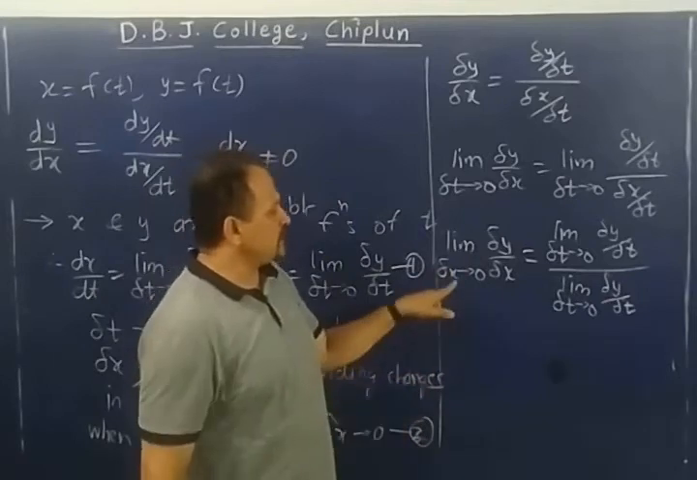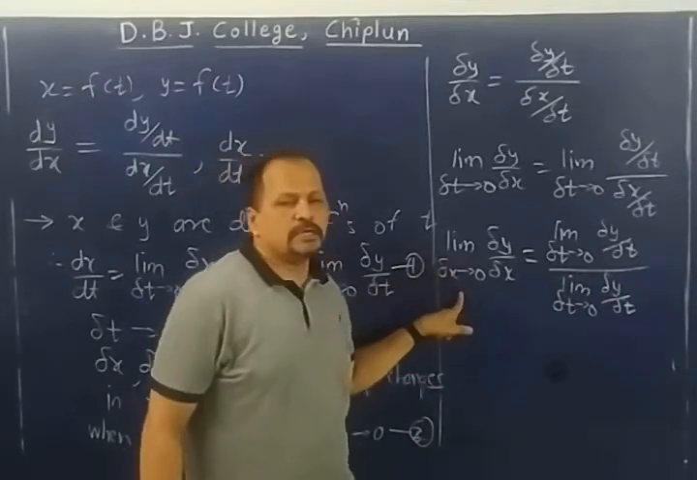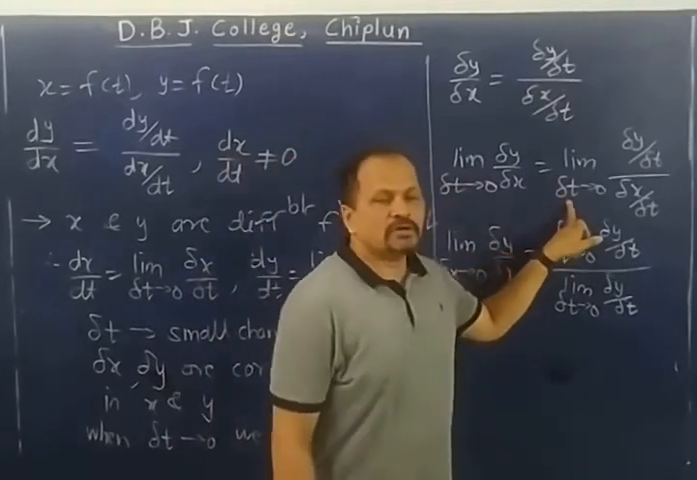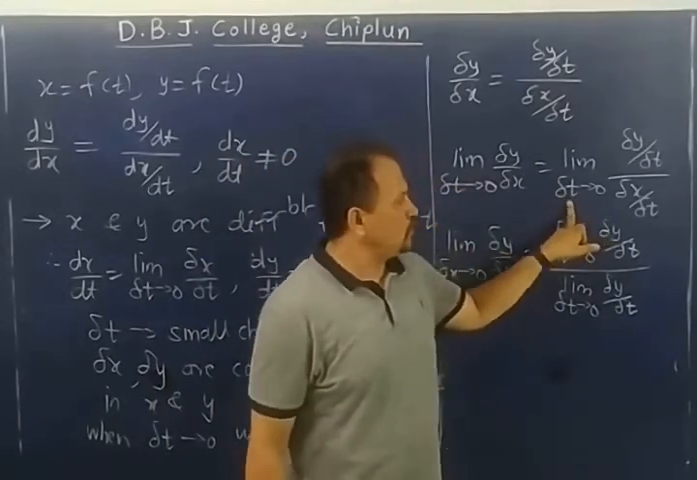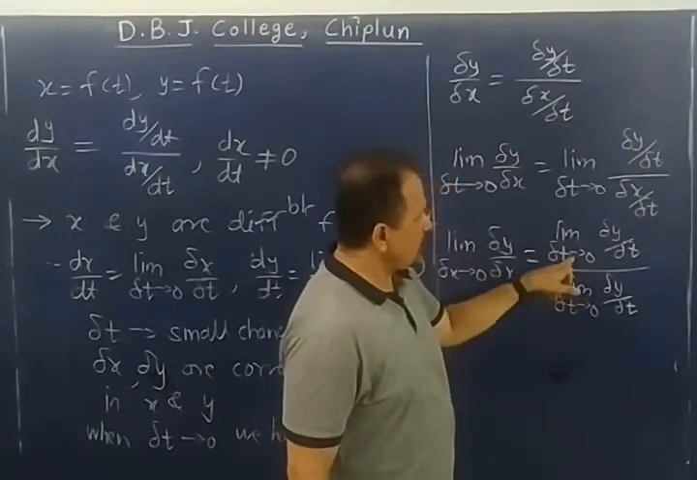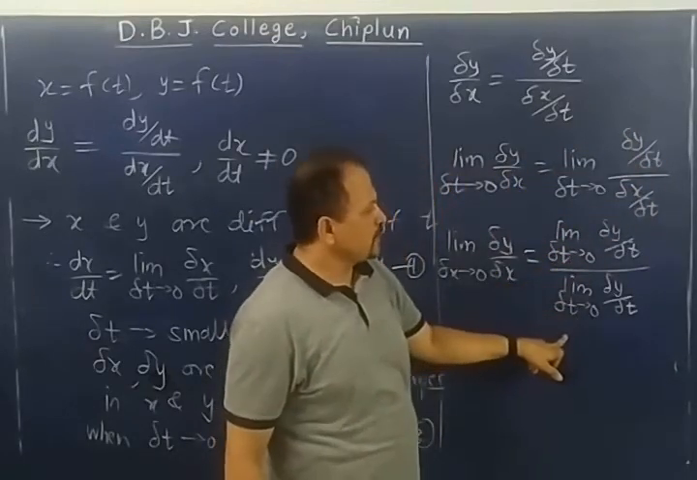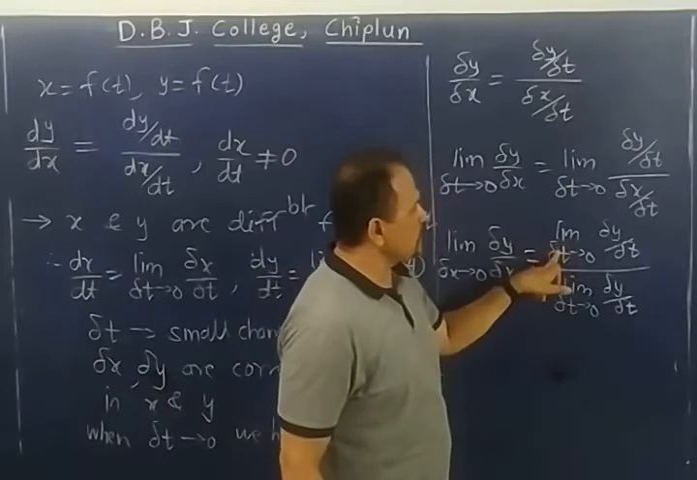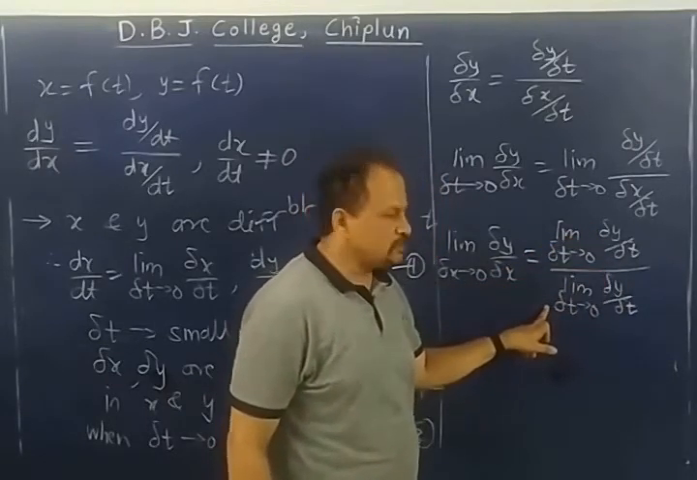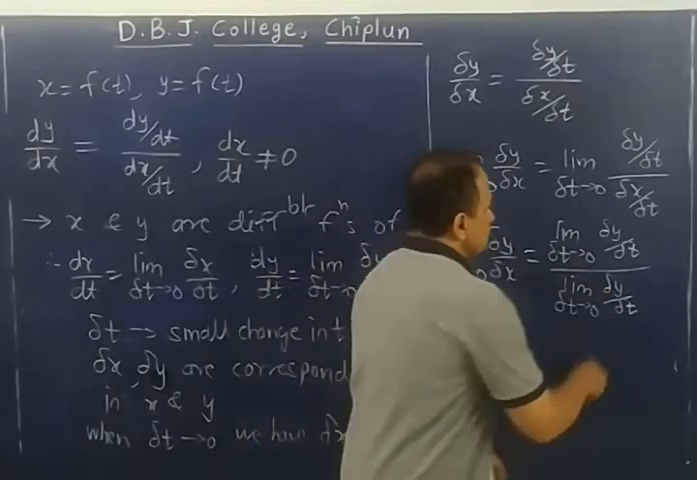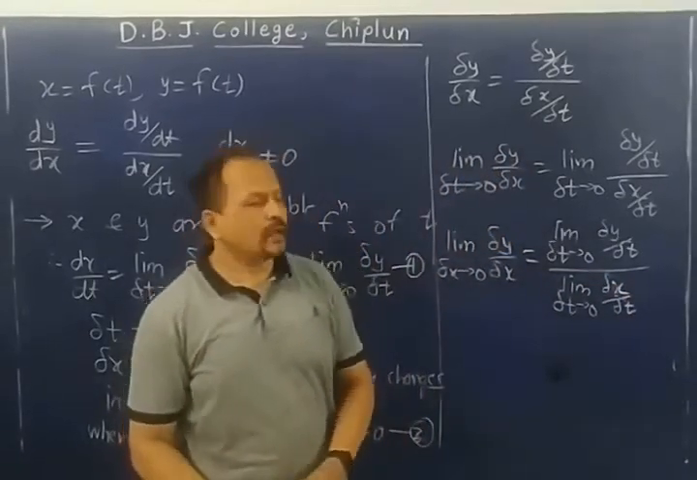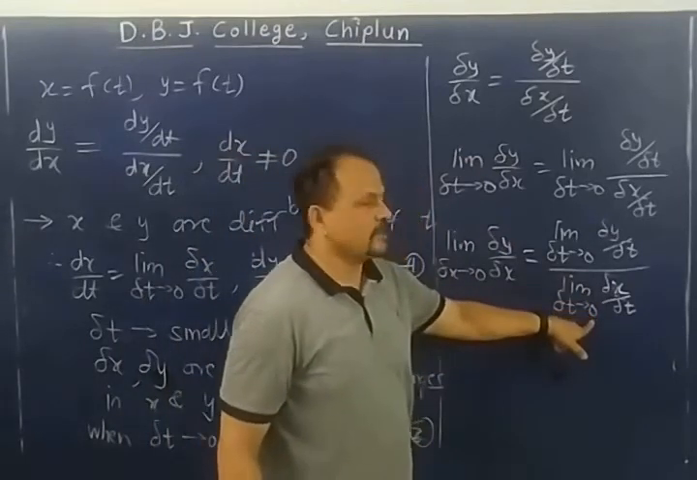On the left hand side, I want delta x tending to 0. And on the right hand side, I want delta t tending to 0. Limits can be separated and they are separated here. So limit delta t tending to 0 of delta y by delta t upon limit delta t tending to 0 of delta x by delta t. I made a mistake here. Delta x by delta t.